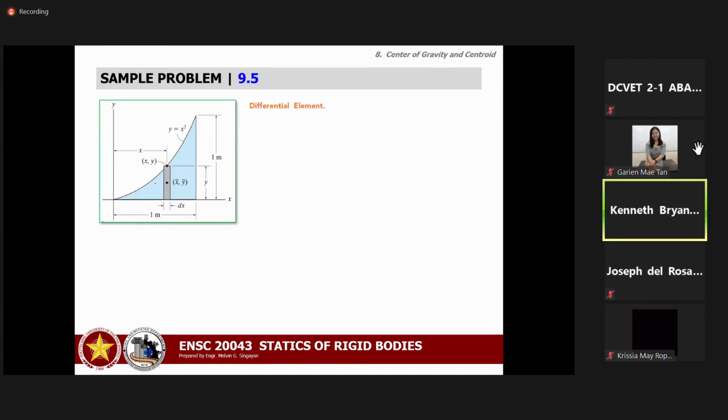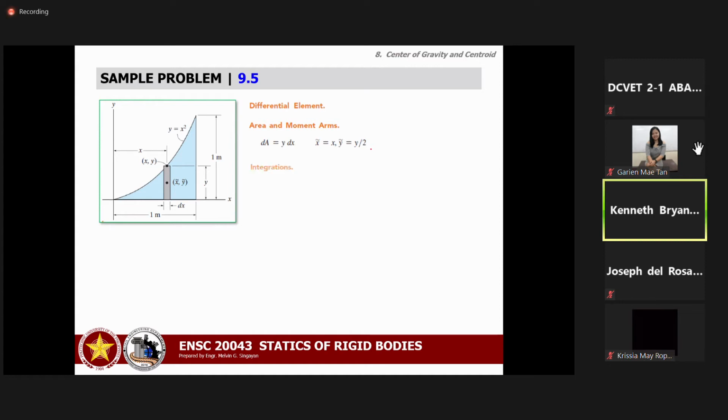This is because a point on this curve is an arbitrary point x, y. The location of the centroid of this differential element is at x curl and y curl, and its area is dA equals y dx. The location of the centroid of the differential element is at x curl equal to x and y curl equal to y over 2. Since this is a rectangle, you know that the centroid is at h over 2. In this case, your height is y, so that's why y curl is at y over 2.